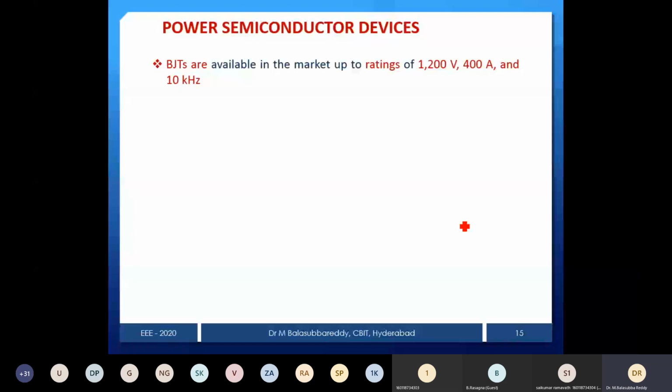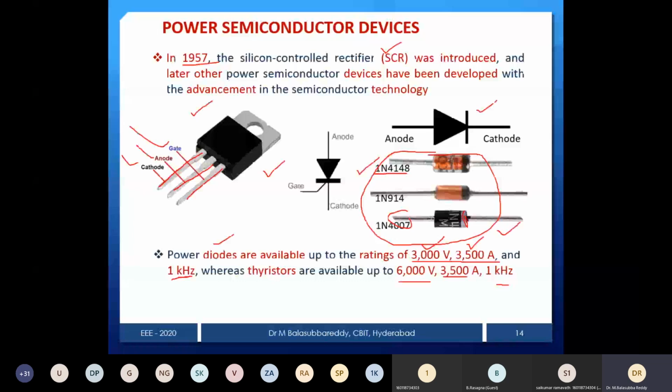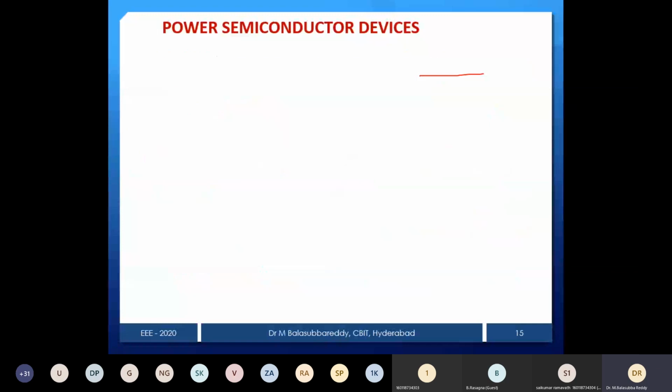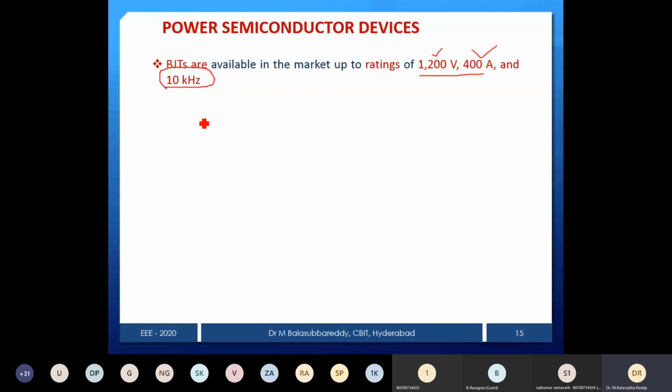And then we come to the BJT. The BJT is comparatively low rating compared to the SCR. You can see that the SCR rating is 6000 volts and 3500 amperes, whereas in the case of the BJT, it is only 1200 volts and 400 amperes. But we can operate at a frequency of 10 kilohertz.